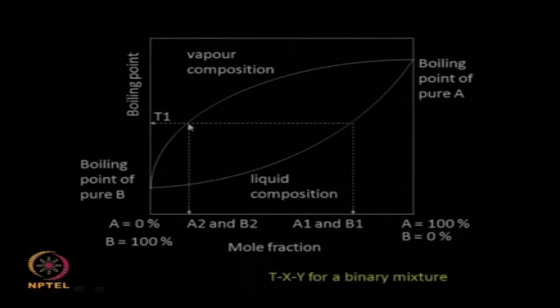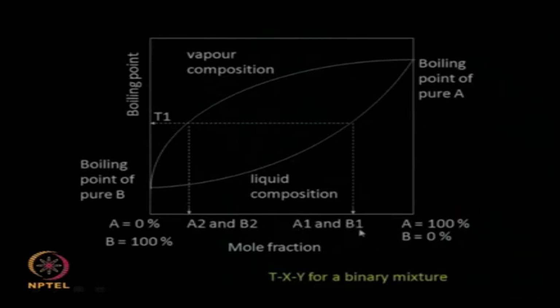So if you take one point here, at a temperature T1, and then you project it down and then go again to the liquid and then project it down. So what does this mean? At a temperature T1 the vapor will have A2% of the species A and B2% of species B, whereas the liquid will have A1% of species A and B1% of species B.